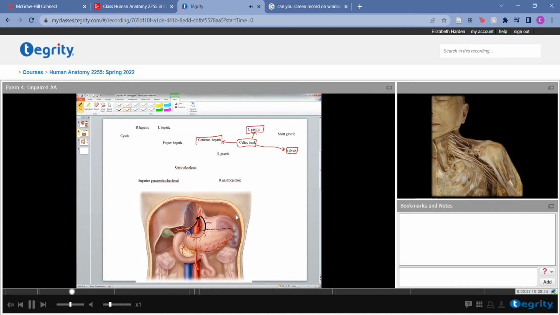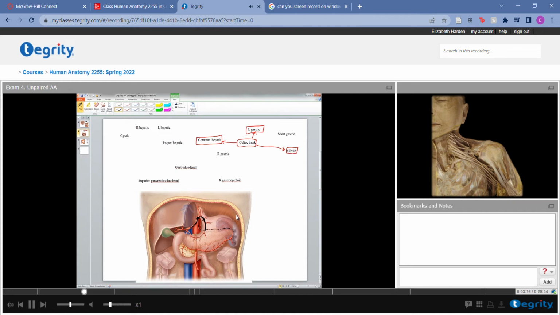What is super important when you are looking at these vessels, especially these unpaired ones, is not just what organ they're supplying, but what part of the organ they're supplying. I just told you that the left gastric supplies this lesser curvature of the stomach, part of the cardiac region of the stomach. So just keep that in mind. Don't just think that it supplies the stomach. You need to know specifically where on the stomach it supplies.